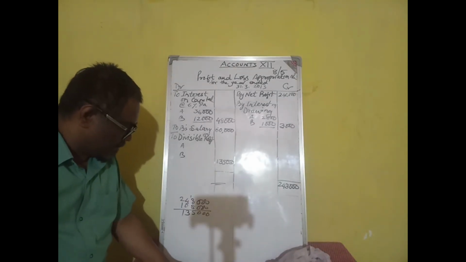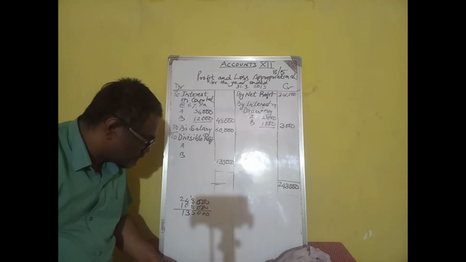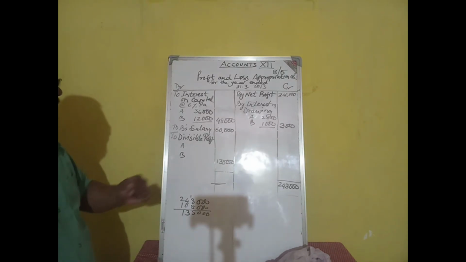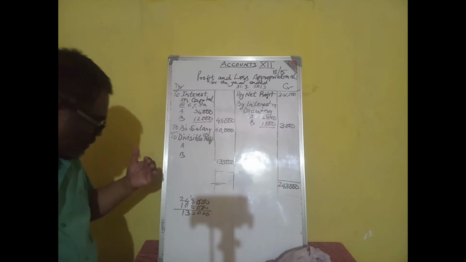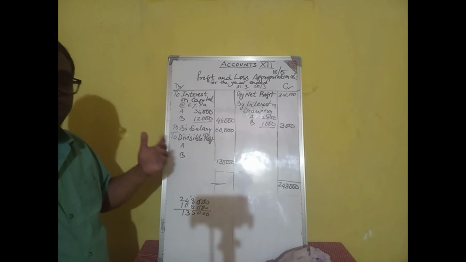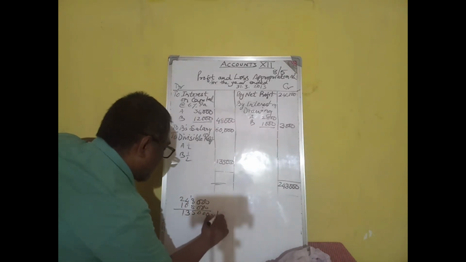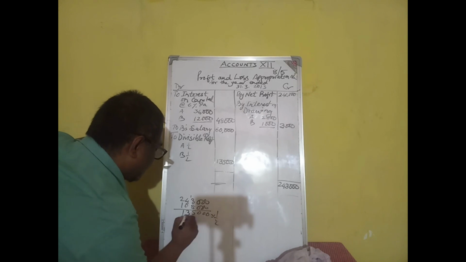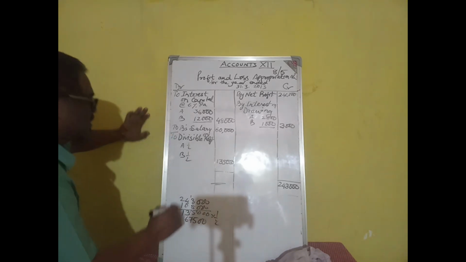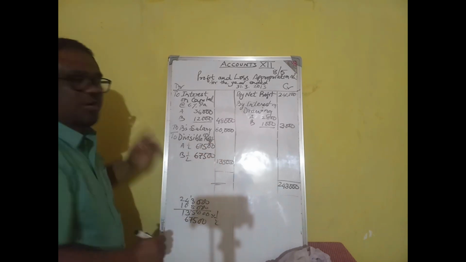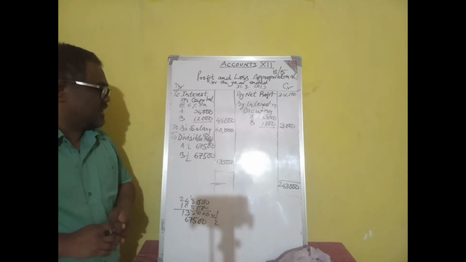B equally. So if you divide equally, the division is equal because A and B are equal partners. So 1,35,000 is to be divided equally. A will get half and B half. So 67,500. A's share of profit is 67,500 and B's share of profit is 67,500.